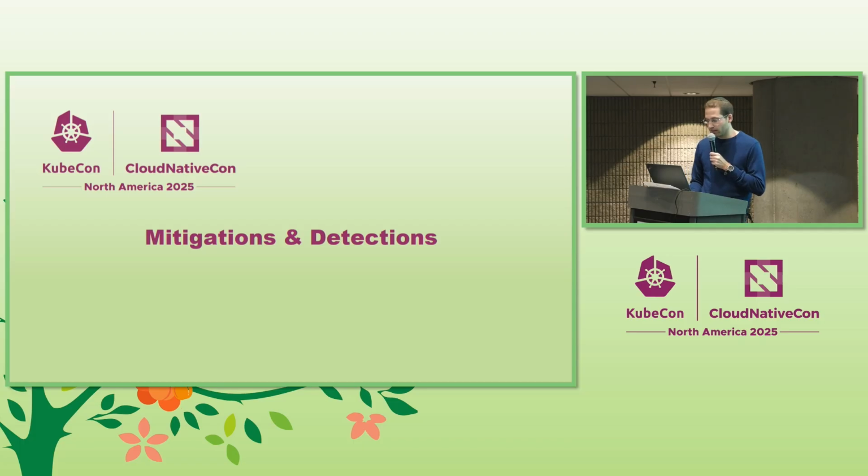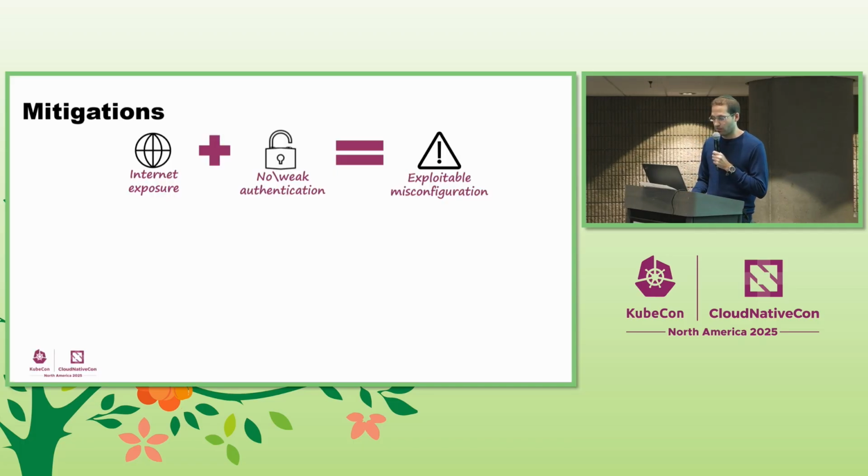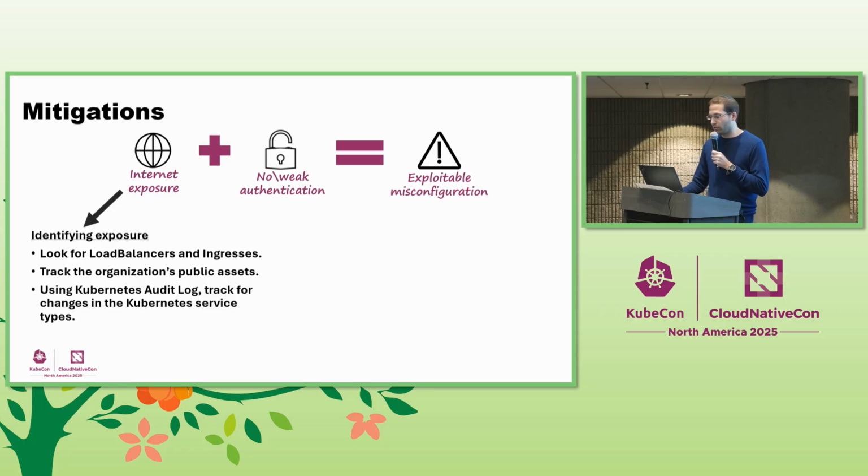So let's talk about mitigations and detections. As we said before, exploitable misconfigurations are usually a combination of internet exposure and weak authentication. Let's begin with the internet exposure. We should always map the external surface of our organization. Obviously, some applications should be internet-facing, and it's by design, and it's fine. But sometimes this exposure is actually a misconfiguration. And there is an interesting pattern that we see over and over.